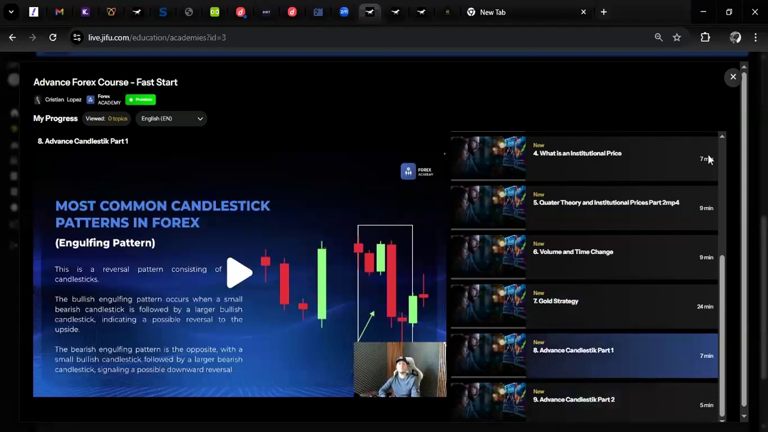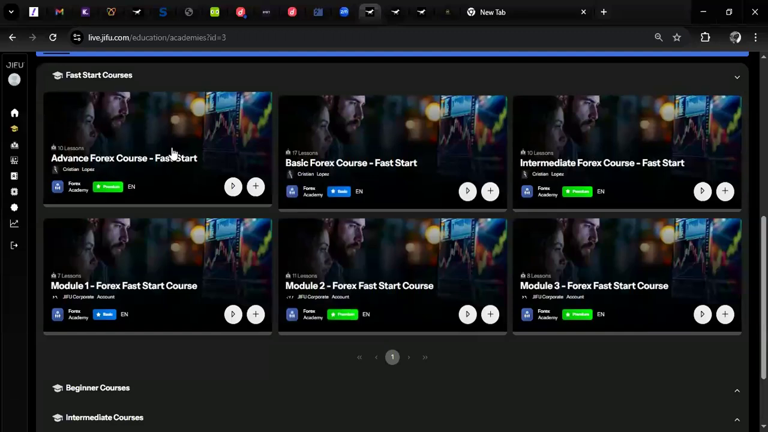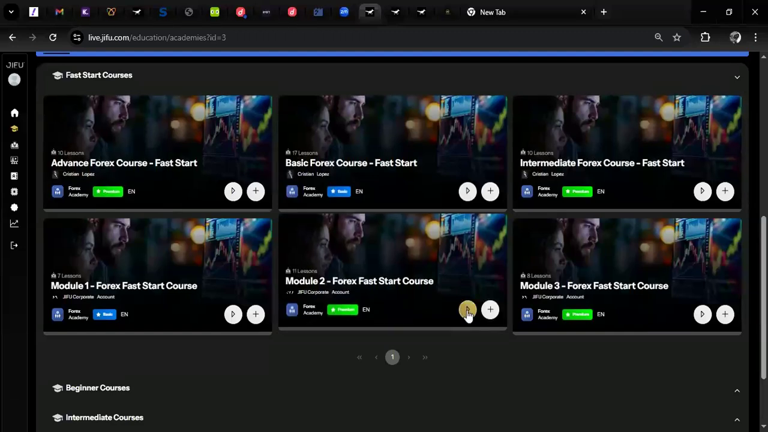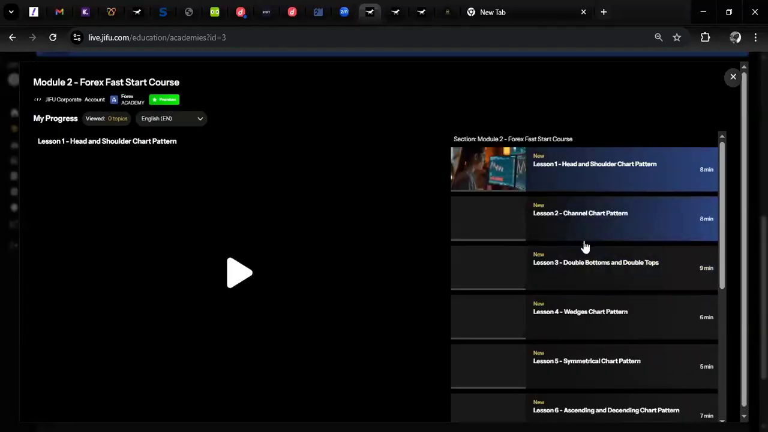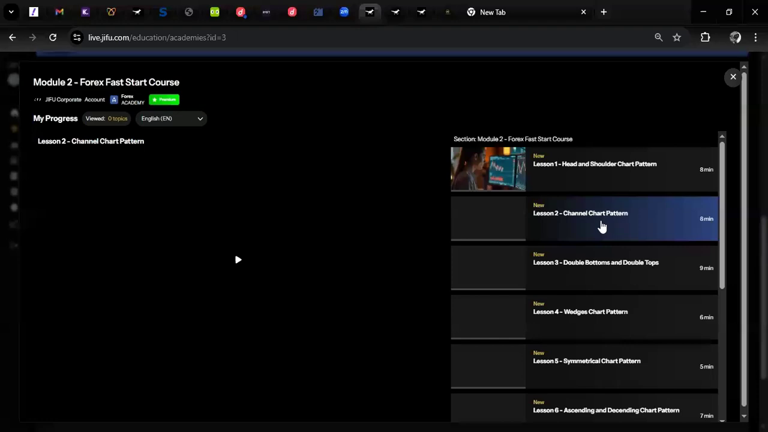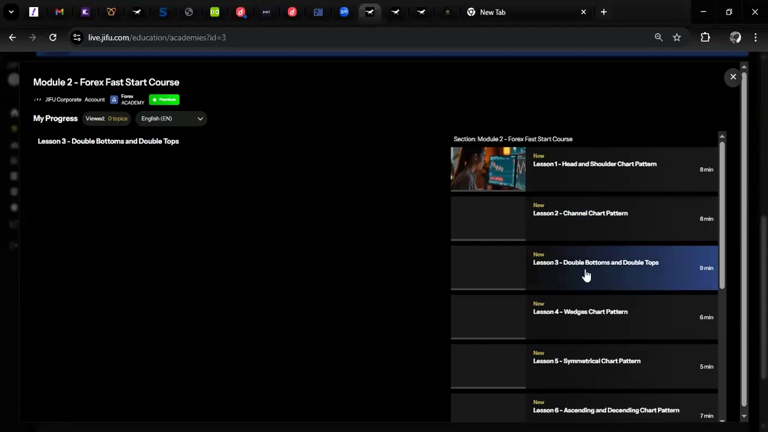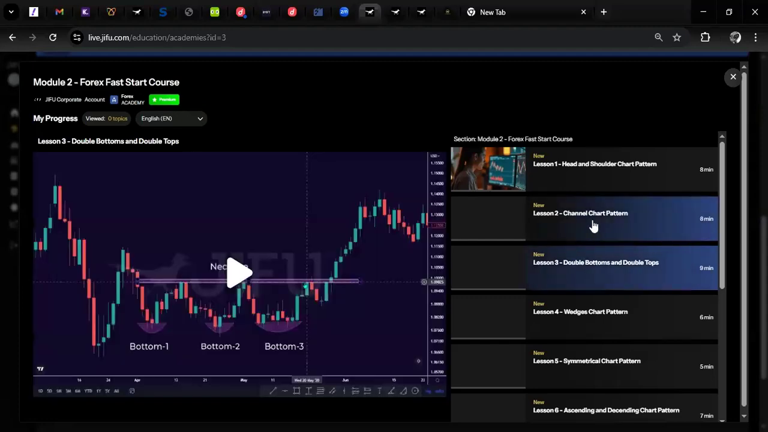Right. So basic, module one, intermediate, and then advanced. And then you can now go ahead and watch module 2 and then module 3. Module 2 is for you wanting to get a strategy for yourself and how to take trades and all that. You can just pick any of these strategies to trade. Just pick any of it, study like crazy, and then master it. Then go straight to the chart and find it. Double tops, double bottoms, channel chart patterns, wedge chart patterns.